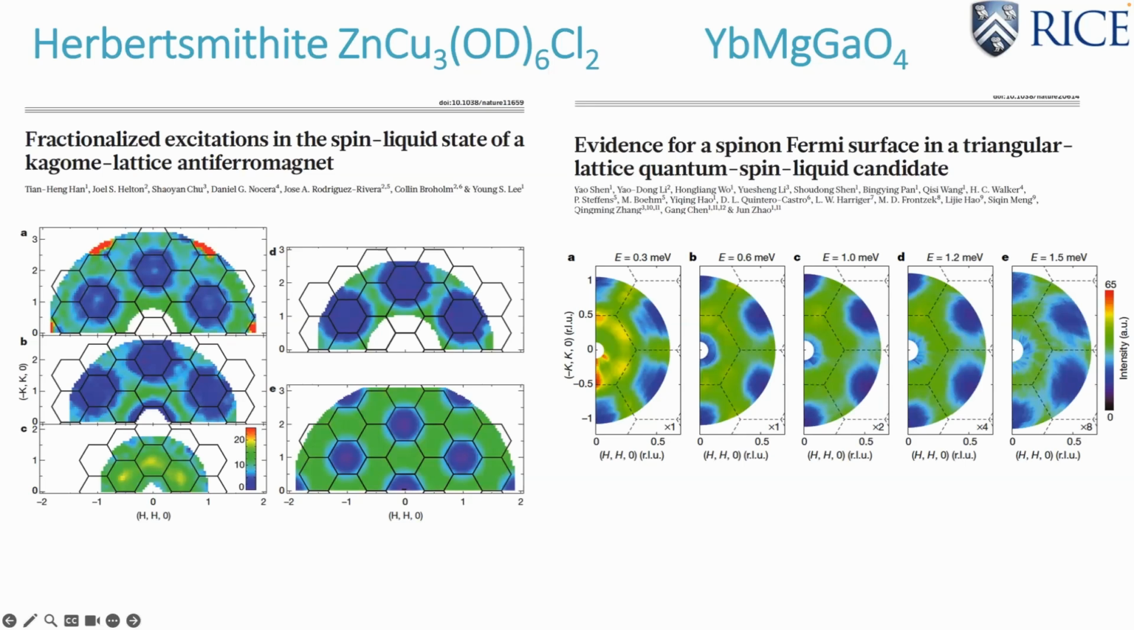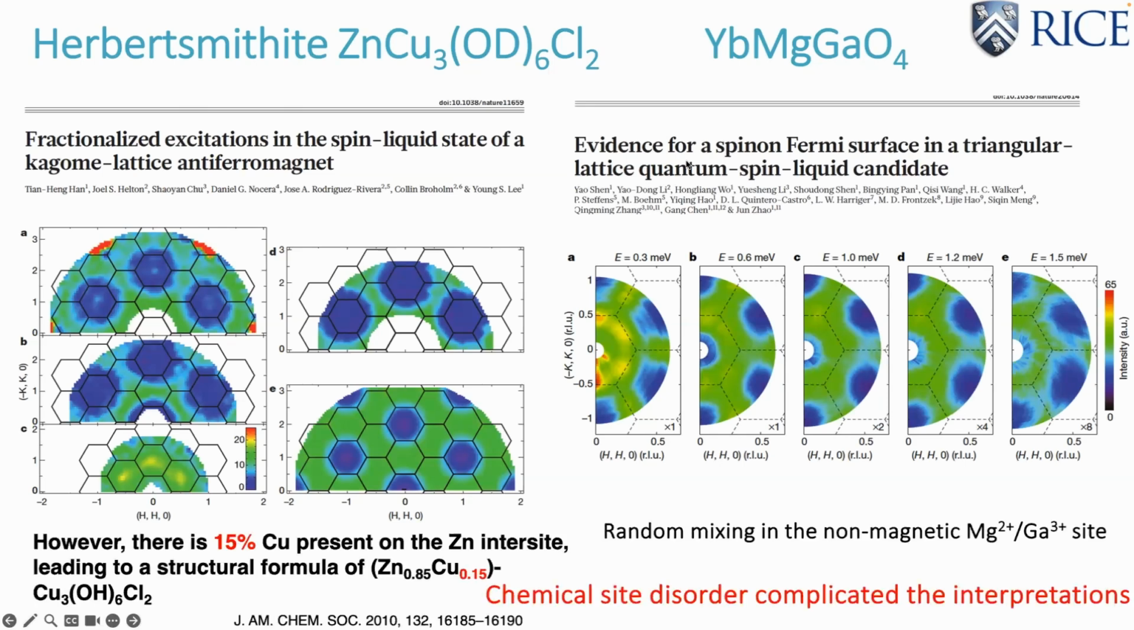However, in both cases, there is some complication due to the chemical site disorder. In Herbertsmithite, there is 15% of the copper at the zinc site. And for the YMGO case, there's a random mixing of the non-magnetic magnesium and the gallium site. So now people tend to believe they are a true ground state spin glass state instead of quantum spin liquid.